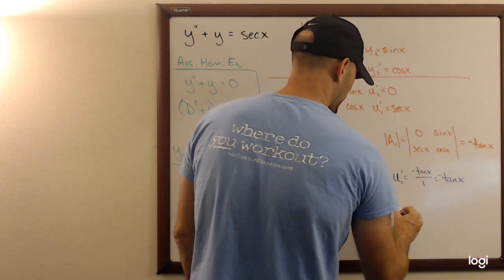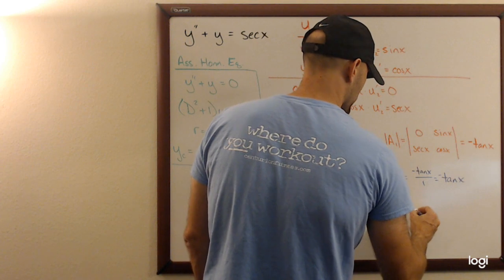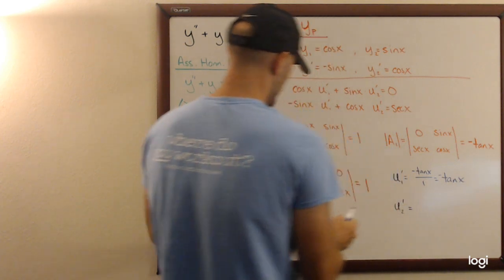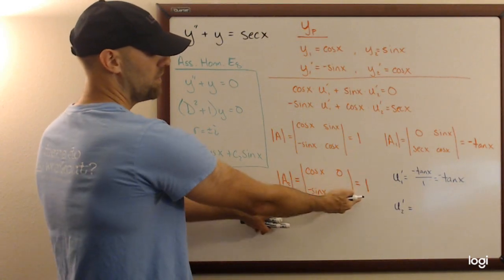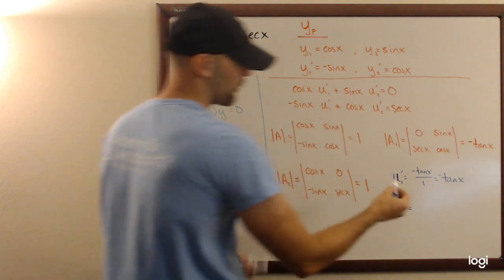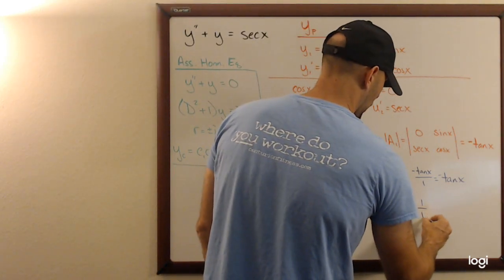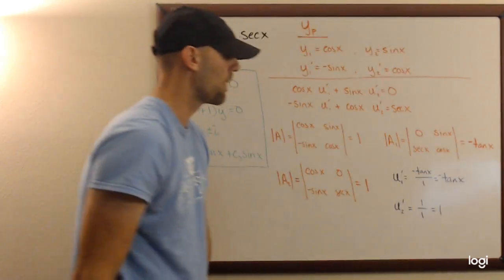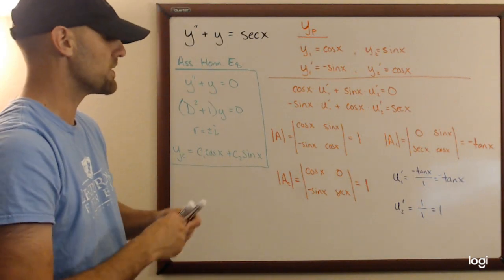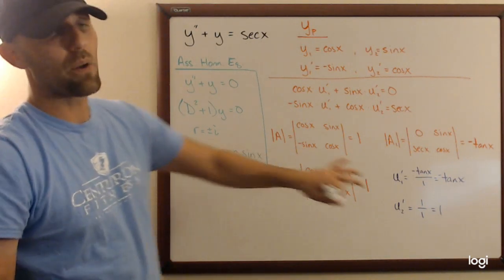Okay. I know what u2 prime is. u2 prime is the determinant of a2, that's 1, divided by the determinant of a, also 1. So 1 over 1, well, that's 1. Okay? All right, fantastic. Well, again, I don't actually need u1 prime, u2.